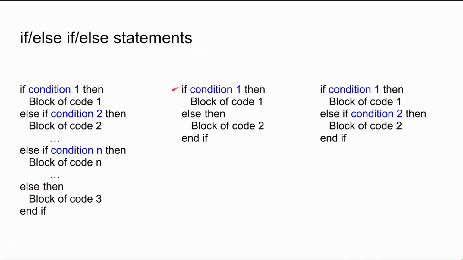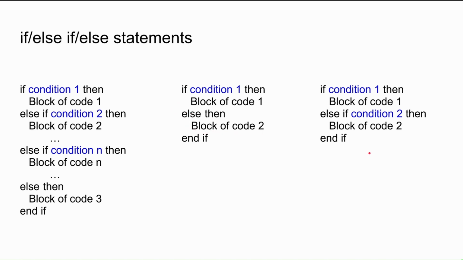In the middle, we have if condition, and then directly the else without an else if in the middle. This is because you don't need to put an else if here. You can use directly if and then else. And here, if the condition 1 is true, then we execute the block of code 1. And if it's false, it will go directly to the else and execute the block of code 2.